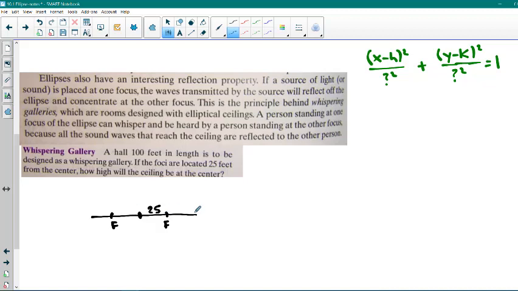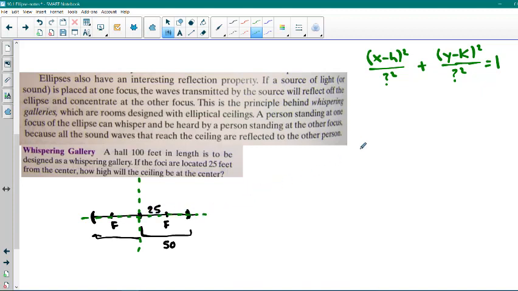Well, I've just oriented it horizontally because that just made sense. And we know that the total length is 100. So the end of our ellipse is 100. So from here to here has to be 50. And then here to here as well has to be 50. Let's think about having an x and y axis going right through here.